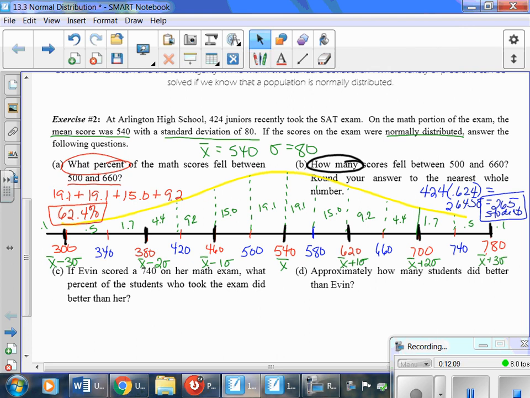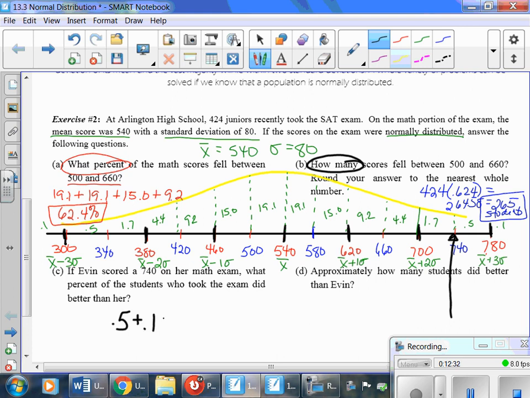Okay. C says, if Evan scored 740 on her math exam, what percentage of the students who took the exam did better than her? So 740 lays all the way up here. She did pretty darn good. 740 is up here. So what percentage did better than her? Well, only the 0.5 plus the 0.1. So only 0.6% of students did better than Evan on the exam.